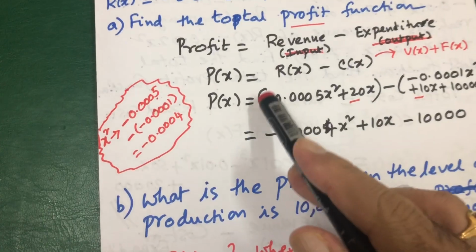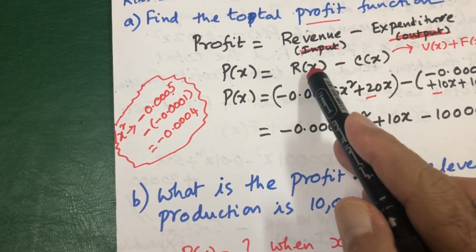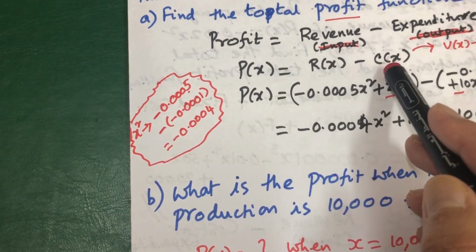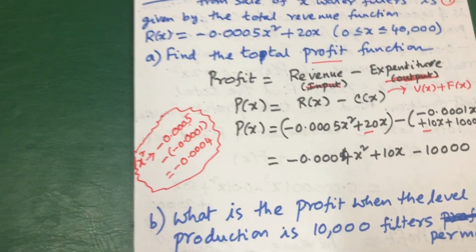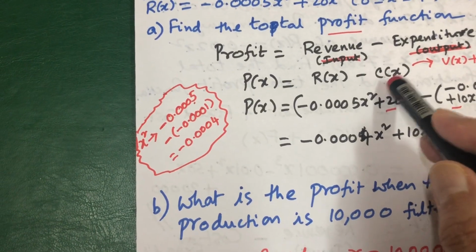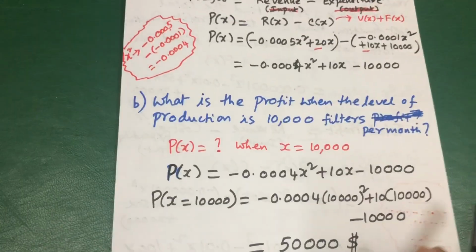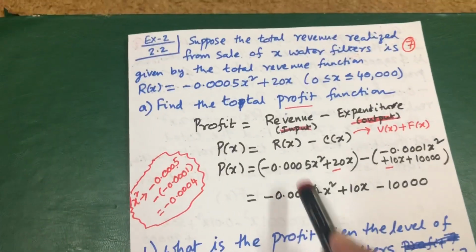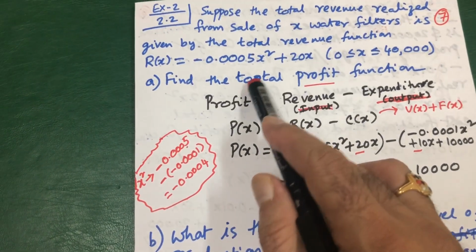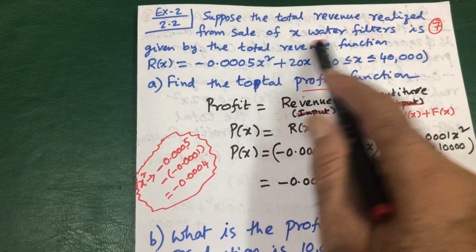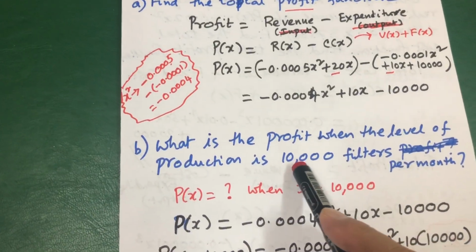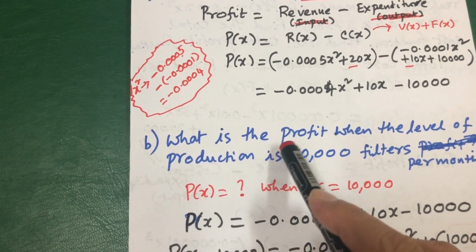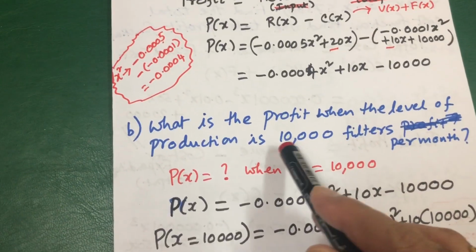So the profit function is revenue minus cost. Revenue means the money that comes into the business, and CX means the money that you have spent on the business, the money that goes out of your pocket. What is the profit level of the production of 10,000 filters? Here X is the number of filters. So X is 10,000 filters. What is the profit, that is, what is PX when X is equal to 10,000?